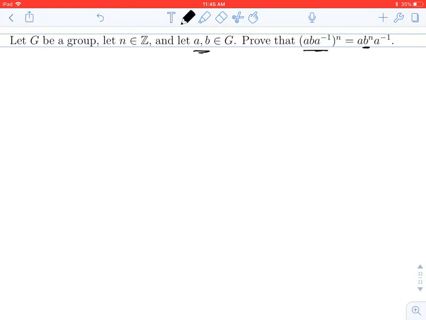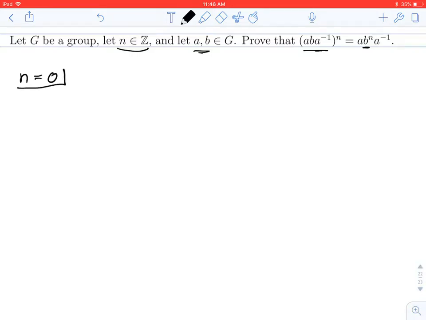Now we're going to prove this in a few steps, and we're going to use a little induction, but this should be a pretty easy induction. So this is actually asking us to prove it for all integers n, not just positive integers. So we're going to handle the negatives separately. Let's start with 0. That's kind of the easy case. When you write down the 0th power, you just mean the identity.